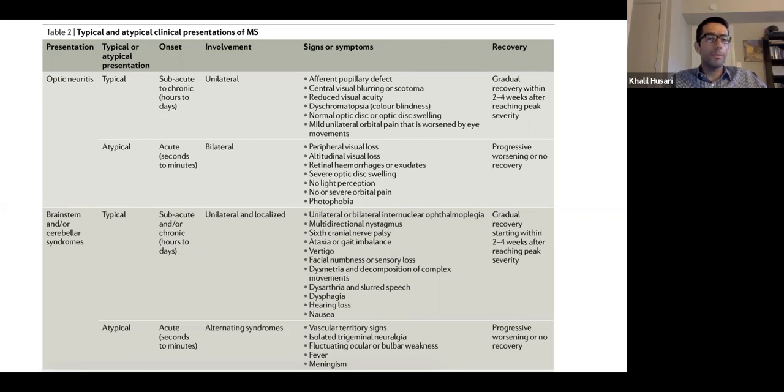Now, same thing with the brainstem and cerebellar syndromes. You will get internuclear ophthalmoplegia, nystagmus, sixth nerve palsy, ataxic gait, imbalance, vertigo, facial numbness and sensory loss, dysmetria, dysphagia. Hearing loss is a little bit atypical. You think of something called Susac syndrome if you have a significant hearing loss with a demyelinating picture.